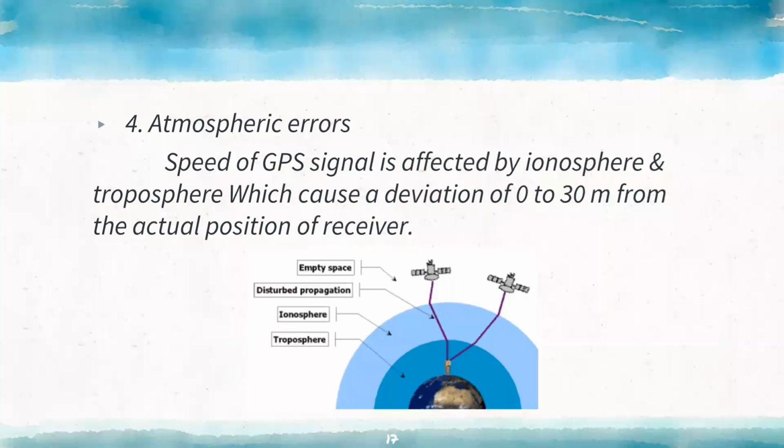The next error is the atmospheric error. As you can see in the image, you can see the ionosphere and the troposphere. There will be a small disturbed propagation in the ionosphere and the troposphere. It will affect the speed of the GPS signal, and the deviation caused by this error is up to 30 meters from the actual position of the receiver.